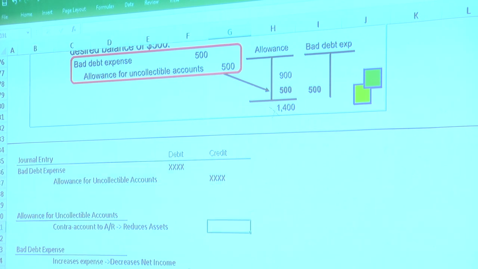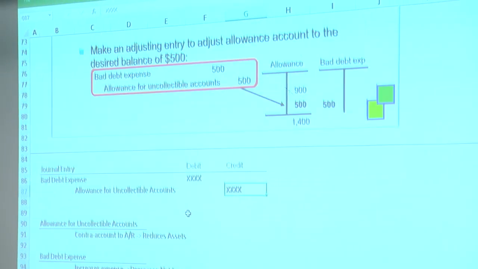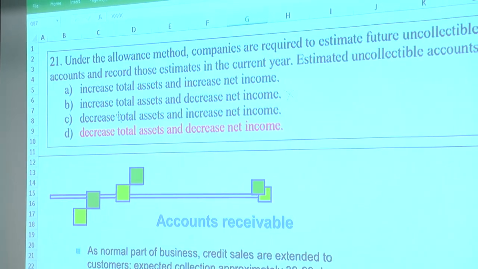Under the allowance method, this is what it's going to look like. So allowance for uncollectible accounts, this is a contra account to accounts receivable. And we see that it reduces assets because we're crediting the contra account, and it increases expense, which thereby decreases net income. So the answer we're looking for is decrease assets and decrease net income, and that's choice D.